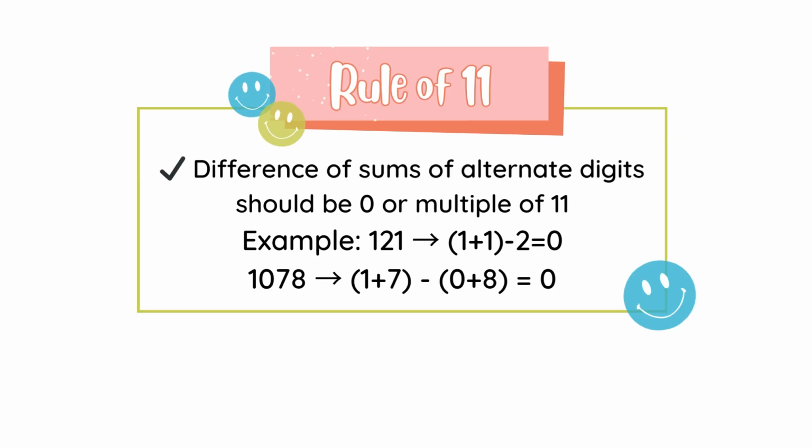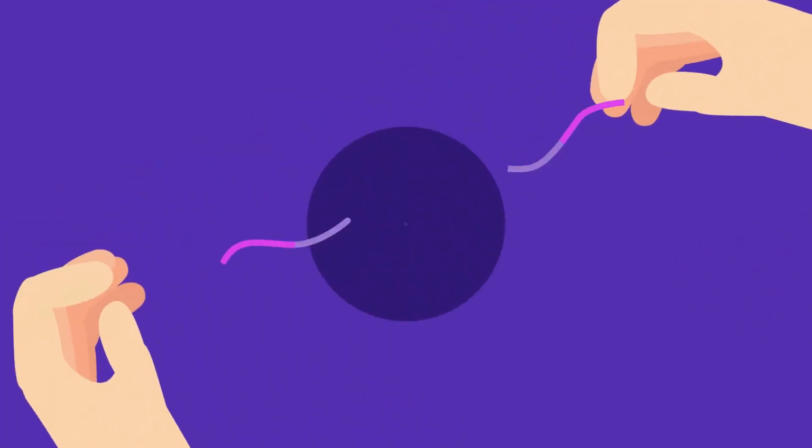A number is divisible by 11 if the difference between the sum of digits in odd and even places is a multiple of 11. For example, 121 gives 0, which works.